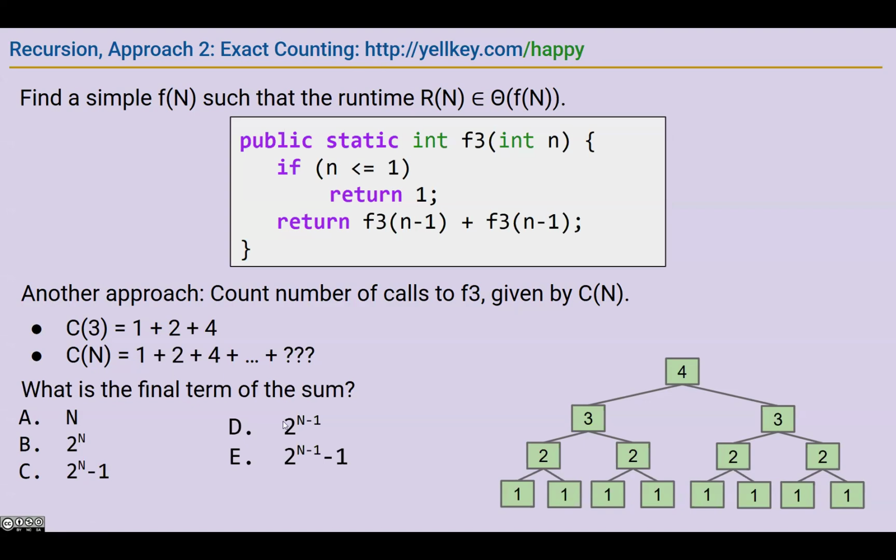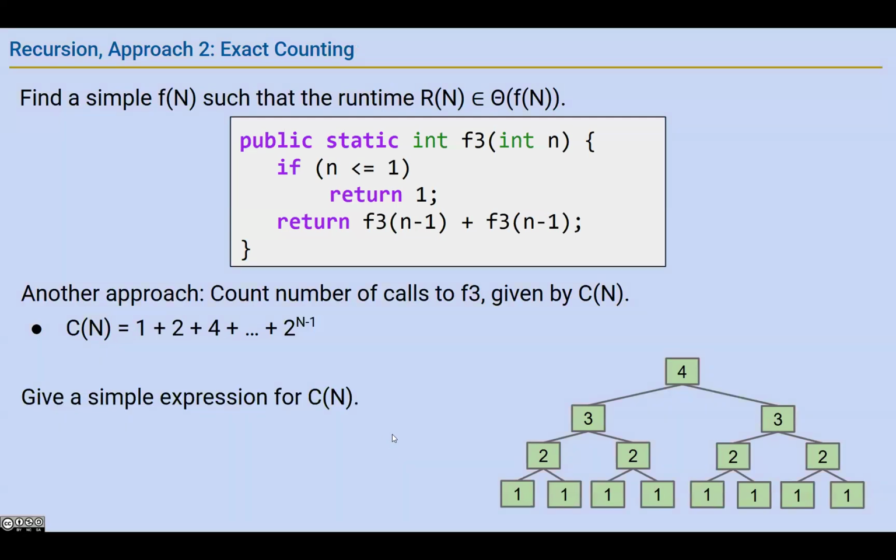Overall, if you add them up, what would the last term of the sequence be? How many people say it's n? How many people say it's 2 to the n? 2 to the n minus 1? Okay, how many people say it's a? N. How about b? C? D? E? Seems like a lot of people said D. And yeah, after you have n of these terms, the last term should be 2 to the n minus 1. And what is a simple expression for this function?